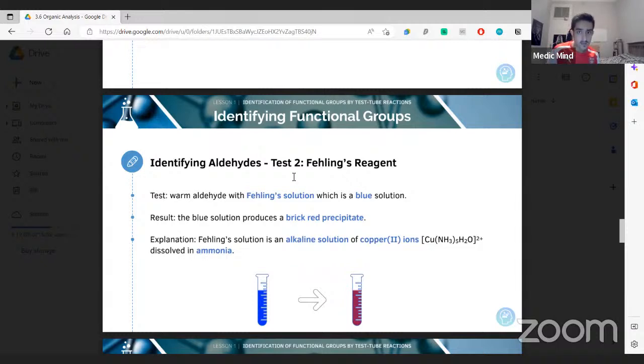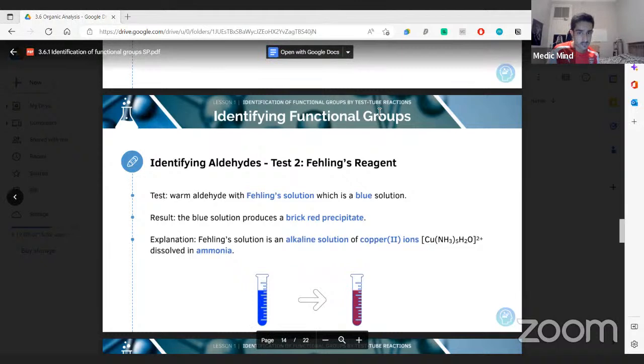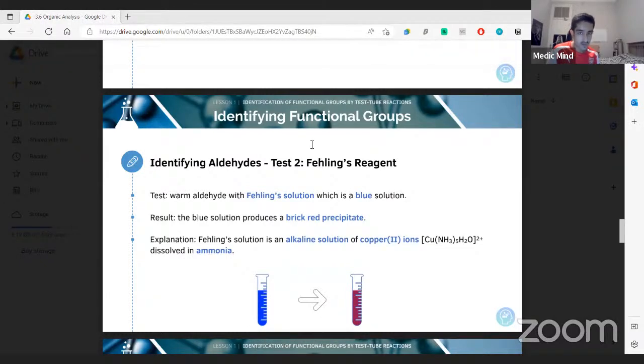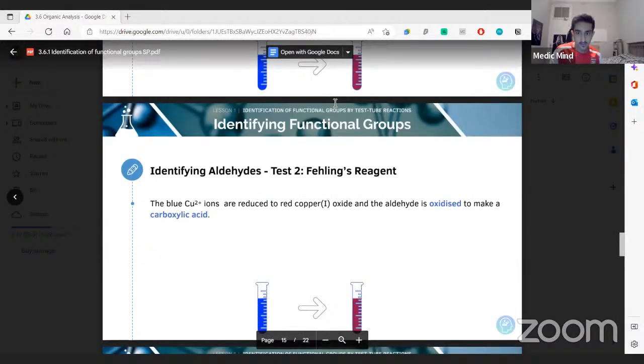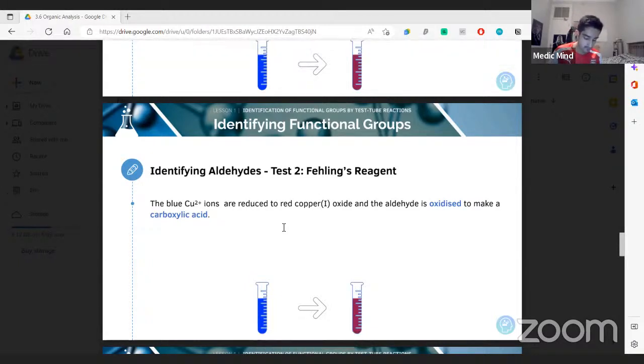Yeah, well done. Fehling's is Benedict's reagent, but just different. Again, it works in exactly the same way Benedict's reagent does. It's a solution of copper 2+ ions, and it oxidizes reducing sugars. So it works as an oxidizer, basically, while it itself is getting reduced. And yeah, the copper ions are reduced to copper oxide, and the aldehyde is oxidized to make a carboxylic acid.